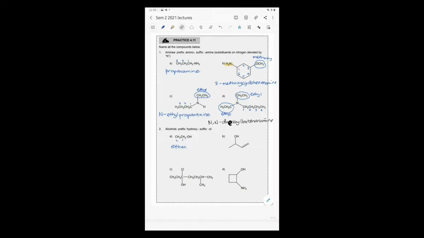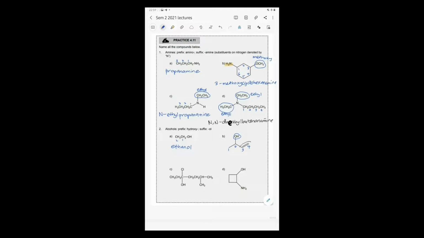Ethanol. Okay, B. What is B? We have a double bond and the OH. If we start from the right, it will be 1, 2, 3, 4, and OH will be at carbon number 3. But the priority now is the OH, which is the alcohol. C double bond C has no priority. Therefore, your numbering should start from the left: 1, 2, 3, 4. So what is the name?